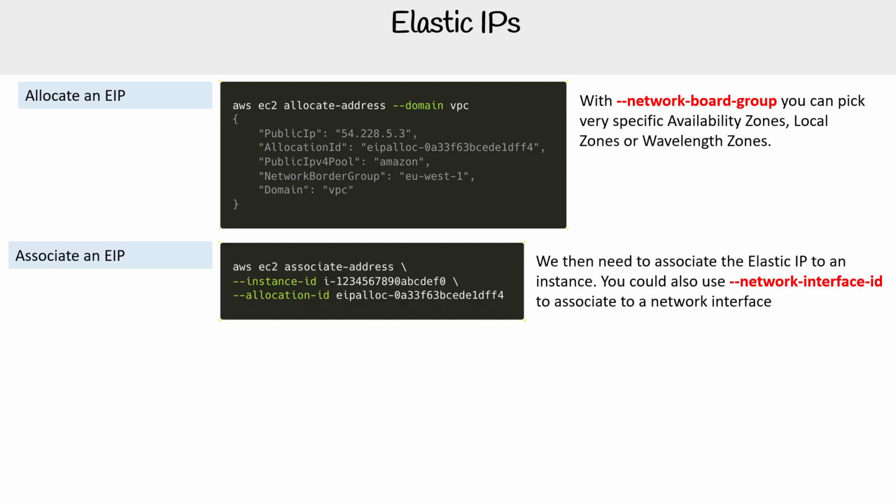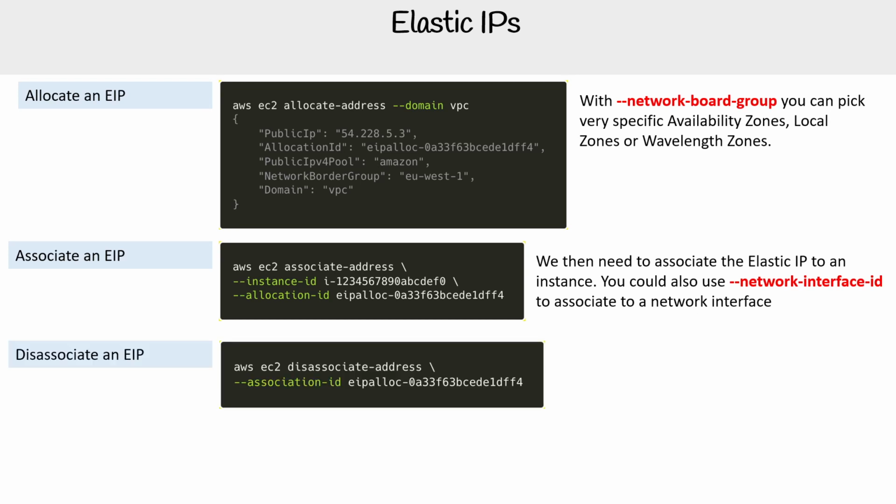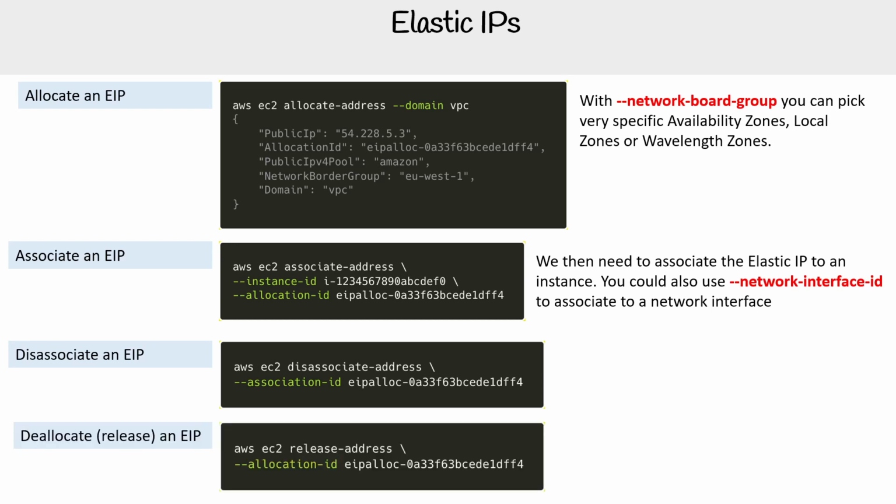We have to associate our Elastic IP address. So we need to associate the Elastic IP to an instance. You could also use the network interface ID to associate to a network interface. And now thinking about it, I'm not even sure if the UI allows you to directly associate to a network interface card. So maybe the only way to do it is through the CLI command. I'm not sure. We can disassociate our EIPs. That's pretty straightforward. And then we can deallocate or release our EIP back to the pool.